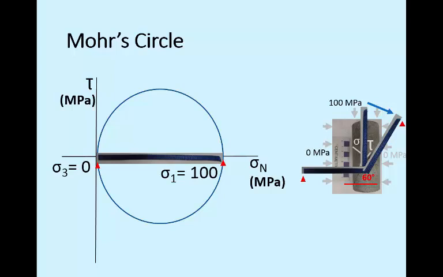Now to create the diameter of the circle, unfold the string, and the left intercept will be the confining stress, 0 MPa, which will be the left point of the circle, and the right intercept will be the stress at which the specimen failed, which is 100 MPa, the right intercept on the circle.